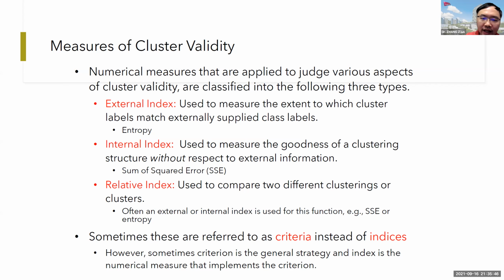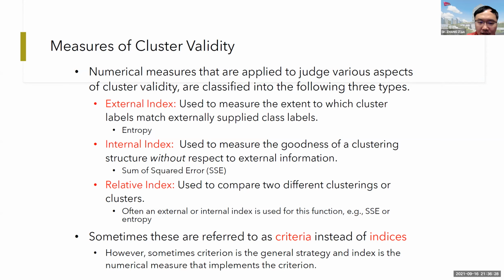So to check the validity of the produced clusters, we need to rely on some measures. Besides some qualitative analysis, quantitatively, we need to rely on some numerical measures, which can be applied to judge various aspects of cluster validity. The first one is called the external index, which is used to measure the extent to which cluster labels match externally supplied class labels. This is called entropy.